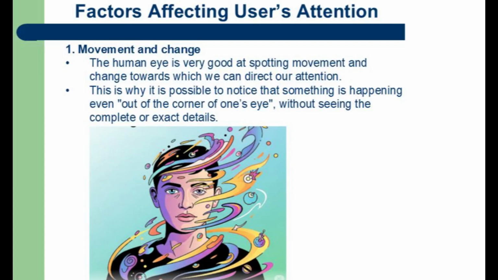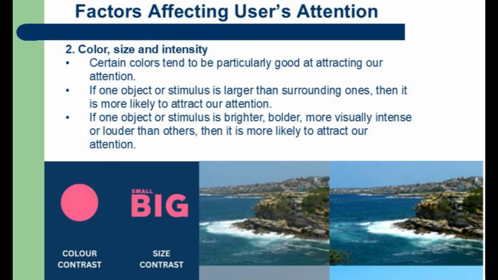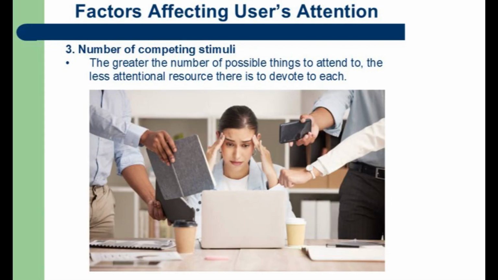1. Movement and change on the user interface. The human eye is very good at spotting movement and change towards which we then direct our attention. 2. Color, size, and intensity. Certain colors tend to be particularly good at attracting attention. Moreover, if one object or stimulus is larger than surrounding ones, then it is more likely to attract users' attention. Furthermore, intense, bright, bold or loud elements on the user interface stand out, drawing users' attention more effectively than their subdued counterparts.